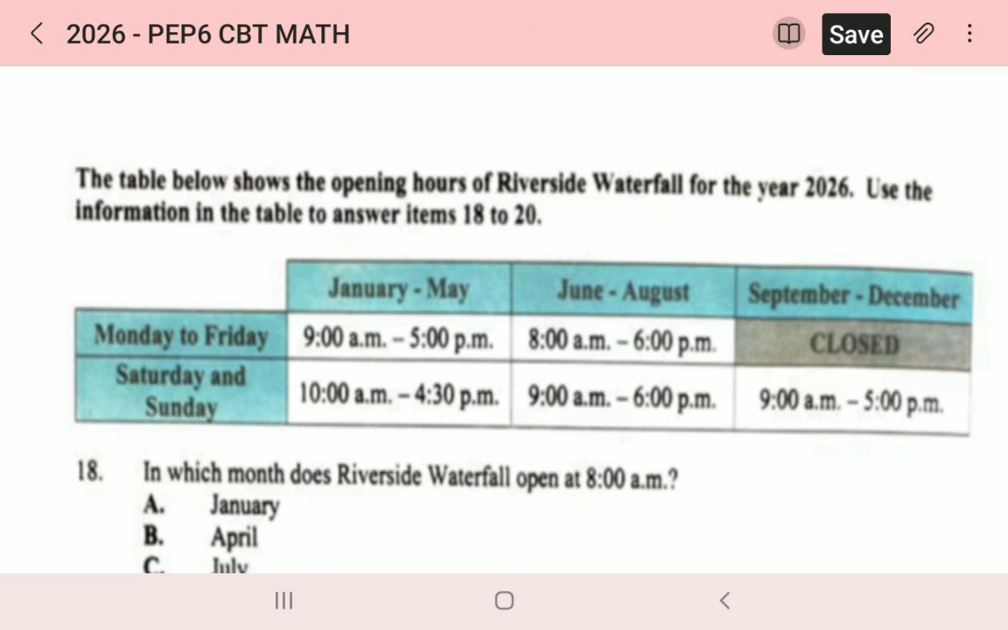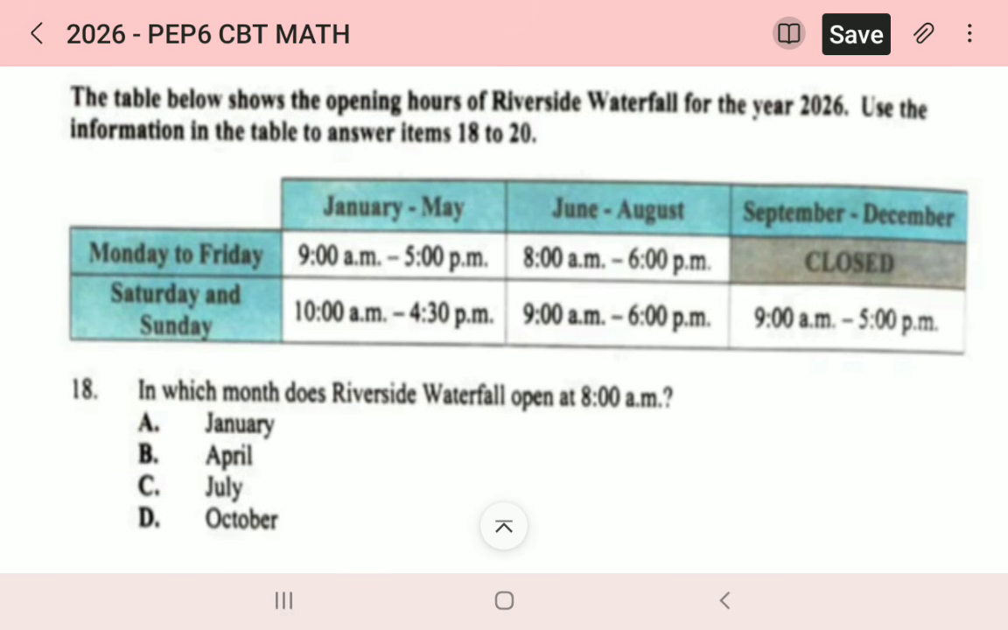So you have Monday to Friday, and you can look across the time. You go rows and columns and read and see what's there. But it's for the months January to May, June to August, September to December. Let's read. 18. In which month does Riverside Waterfall open at 8 a.m.?